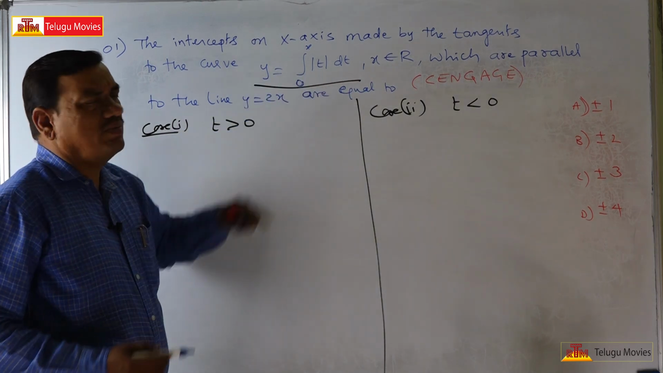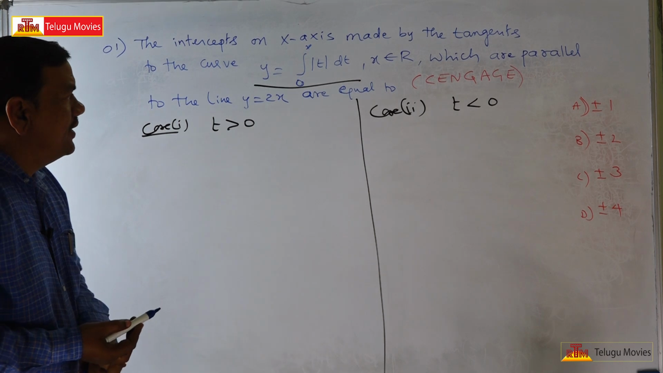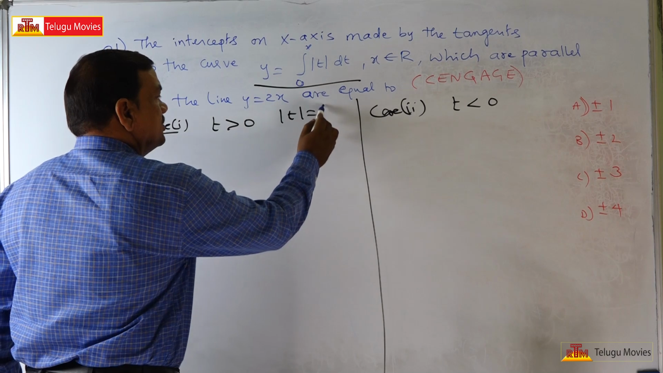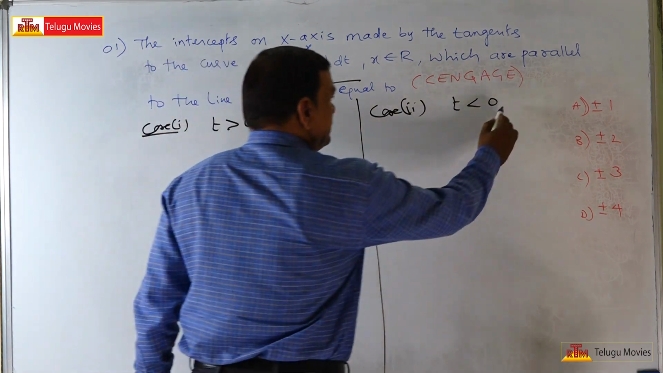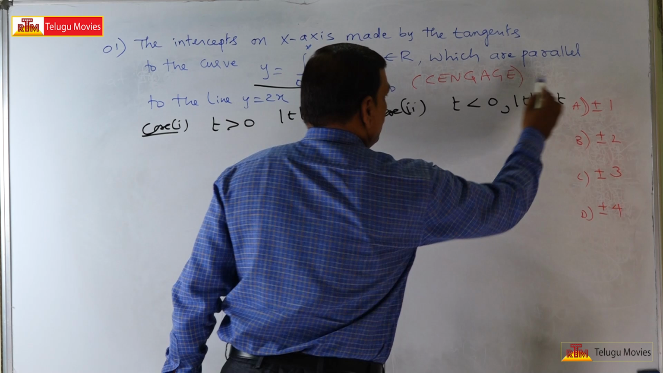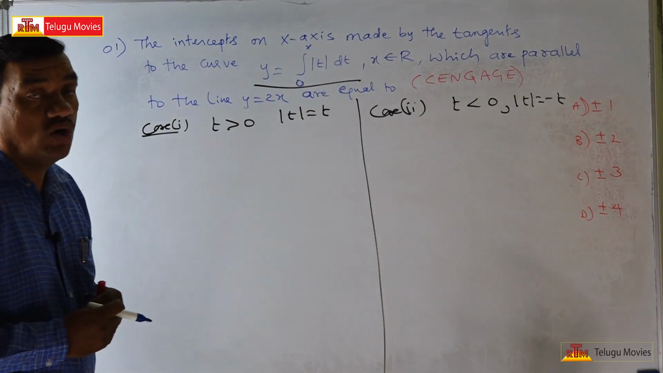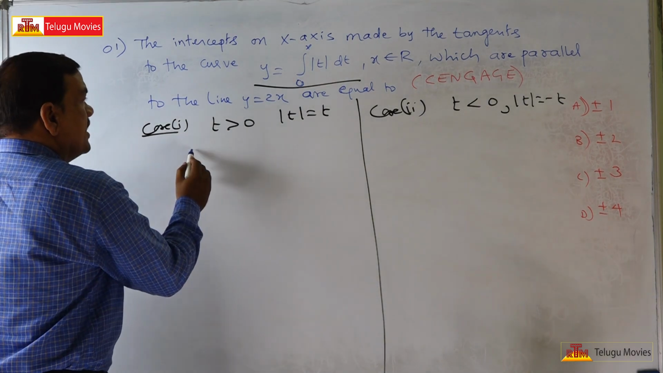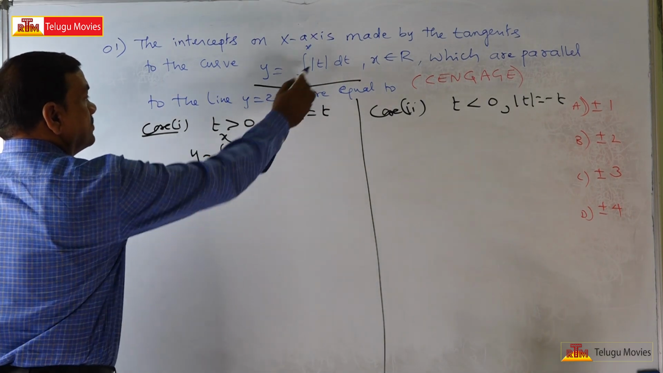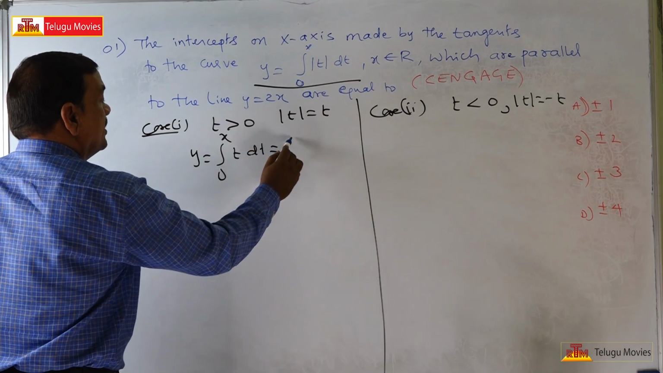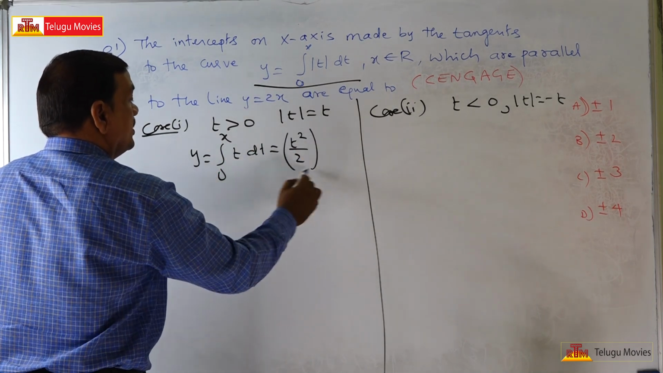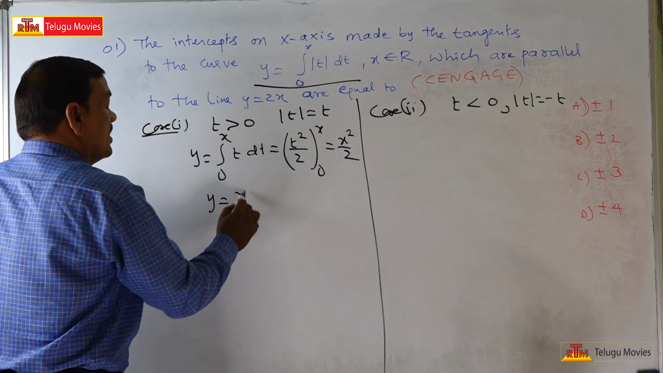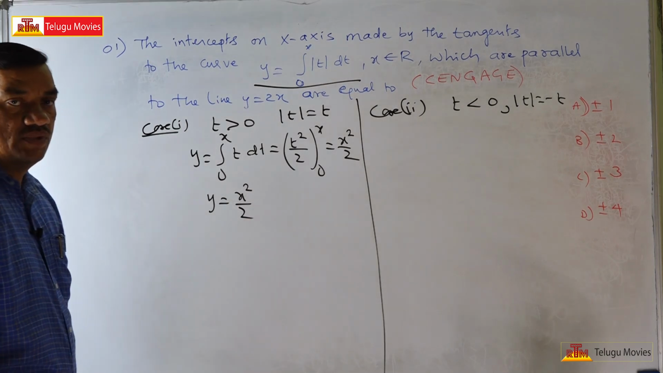If y equals 0, it becomes the x-axis, which is a different case. So t greater than 0 means modulus of t is equal to t. T less than 0 means modulus of t is equal to minus t. That means there are 2 possible equations of the curve. The first one is y equals integral 0 to x of t dt, which is t square by 2 from 0 to x. This is x square by 2. So the curve equation is y equals x square by 2.